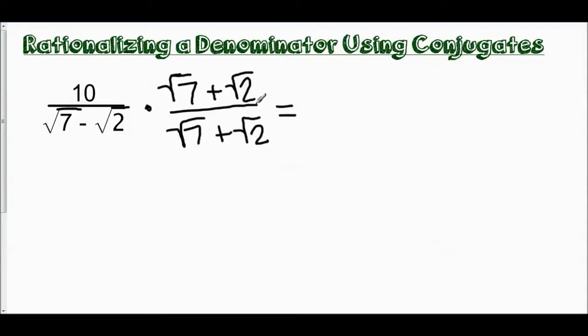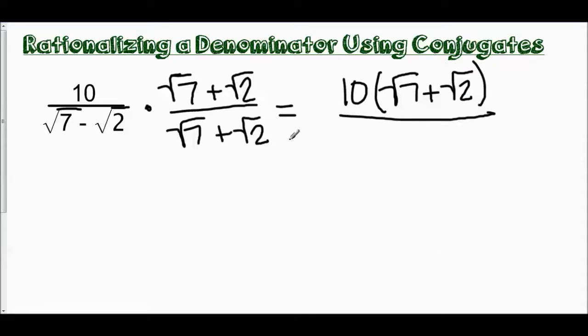So on top, this is going to be like the distributive property. I'm multiplying 10 by each of those, but I'm just going to leave it like this: 10 times square root of 7 plus square root of 2. Now on the bottom, if you'll remember from our previous example, it's the difference of squares. So it gets rid of the square roots and I'm left with 7 minus 2, which is 5.